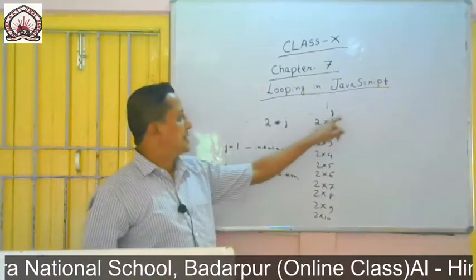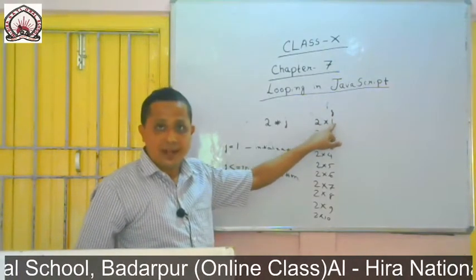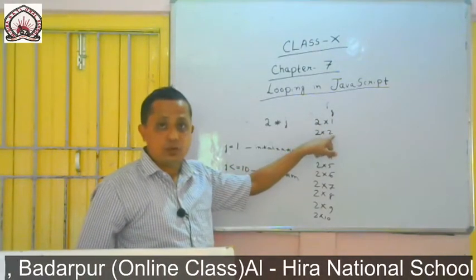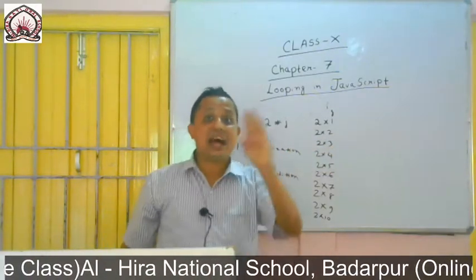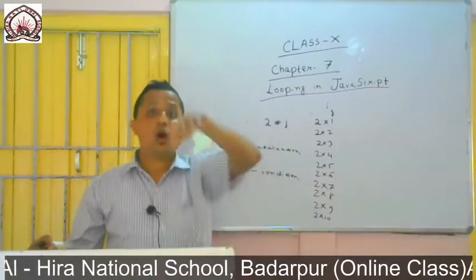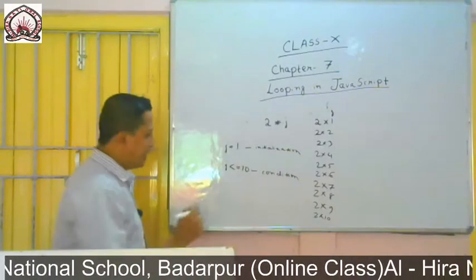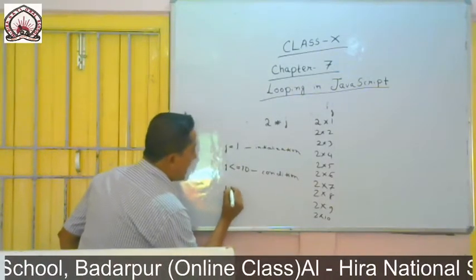Now first the value of j was 1. Next the value of j became 2. Next the value of j became 3. So this is done with the help of increment or decrement. So here I have done increment, if I give j plus plus.